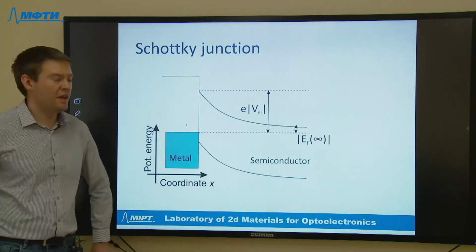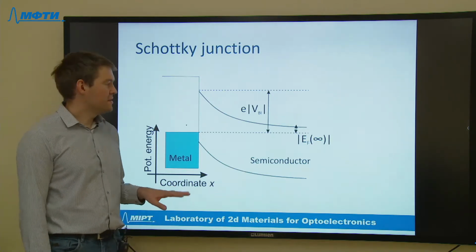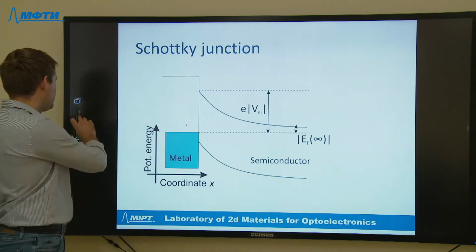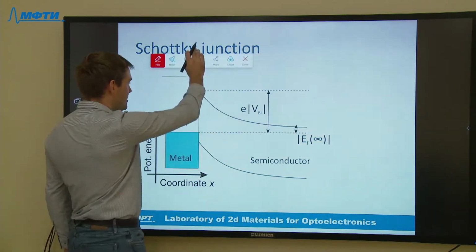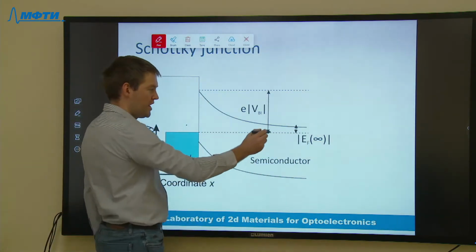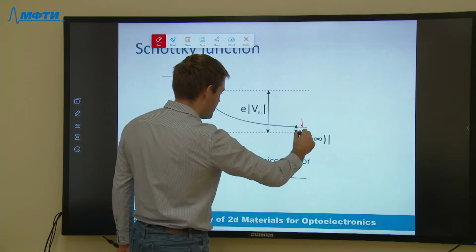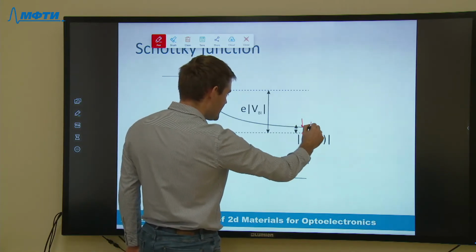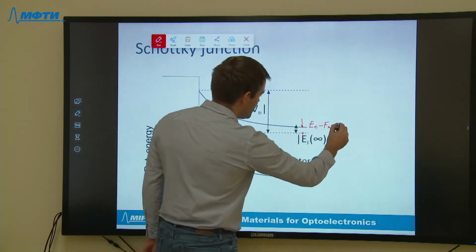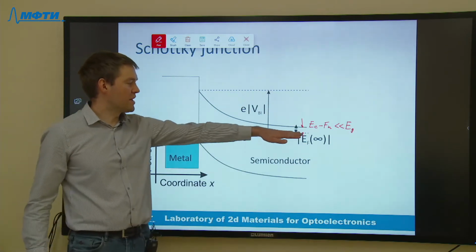And here I remind you of the energy band diagram of the metal-semiconductor structure. We consider a contact of metal and n-doped semiconductor. The fact that this semiconductor is n-doped is manifested in the following observation. The difference between the conduction band and Fermi level is much less than the band gap. It means that the Fermi level is quite close to the conduction band bottom.